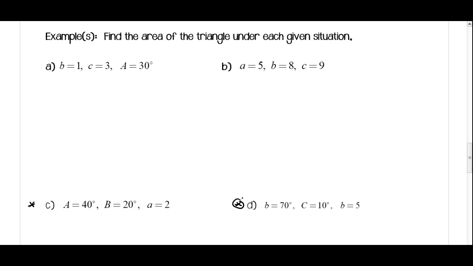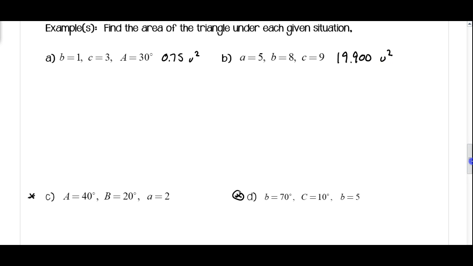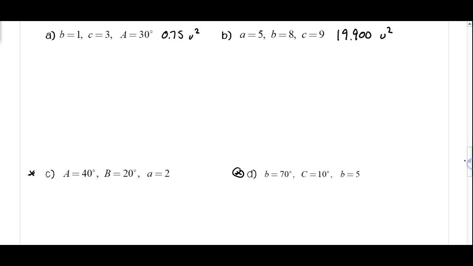So for A, we've got 0.75 units squared. And for B, I got 19.900 units squared. Those two were just substitute in and solve. For part C, you're going to have to first find an angle and then find another side before you can use our 1/2 AB sine C, or whichever formula is appropriate. And I got 0.922 units squared.